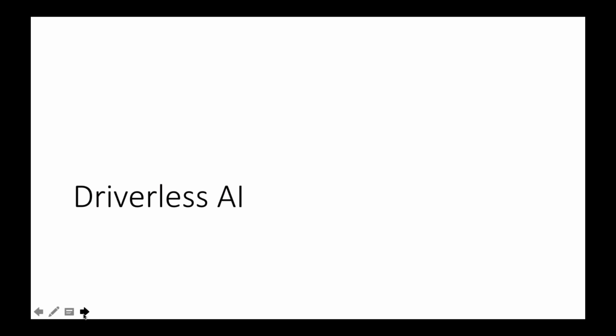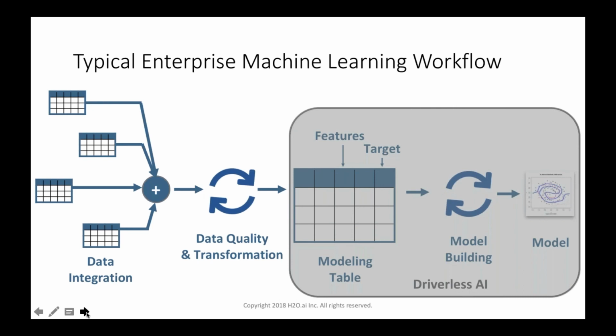So let's talk a little bit about driverless AI, which is our newest product. Driverless AI does automate the last 3 steps of the model building or machine learning workflow. It'll automatically create this modeling table for me. So it'll make new features if that helps. It'll do model building, and it will give me the final optimal model. So this last 3 sections of the machine learning workflow are automated.